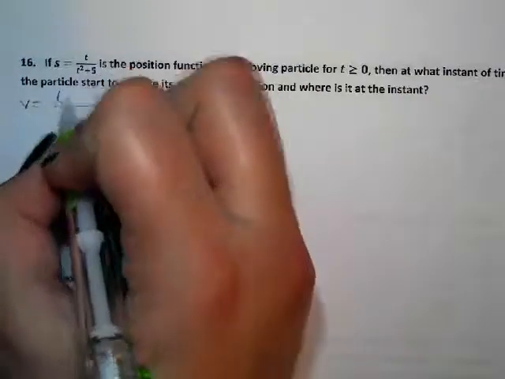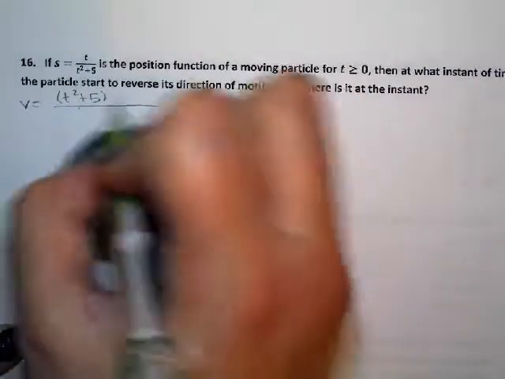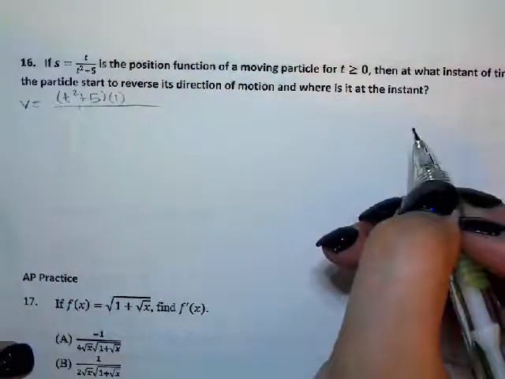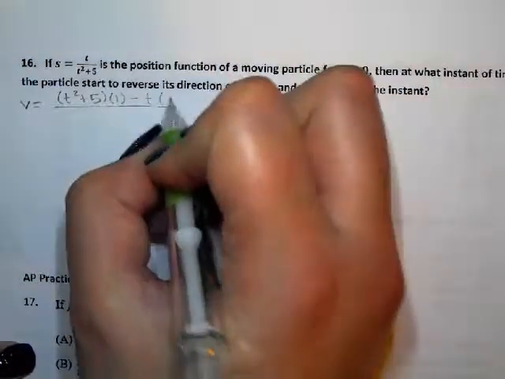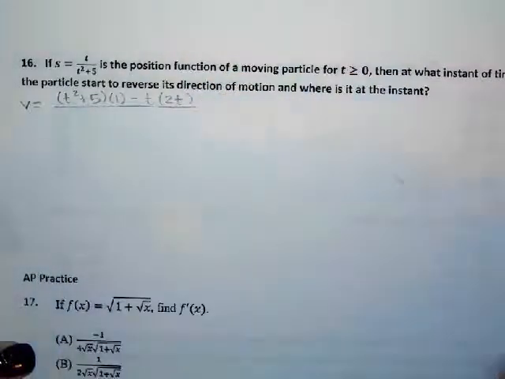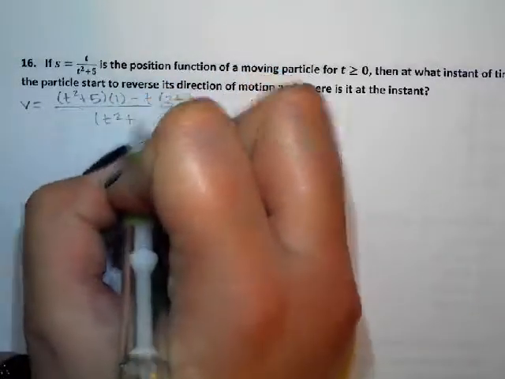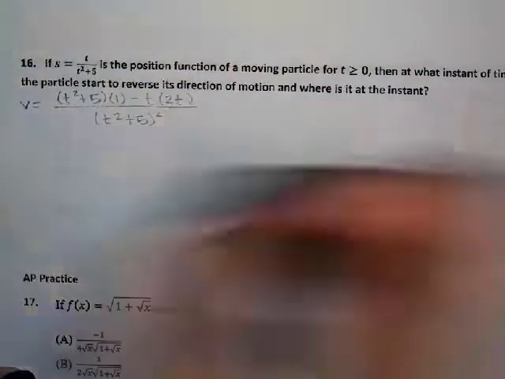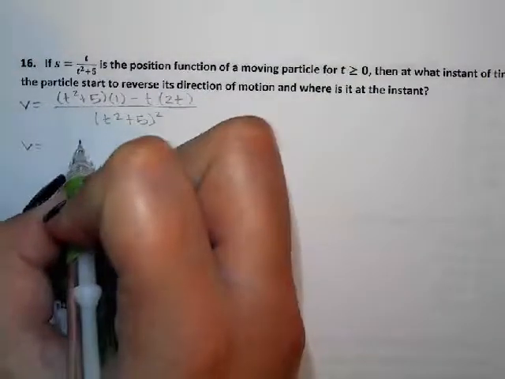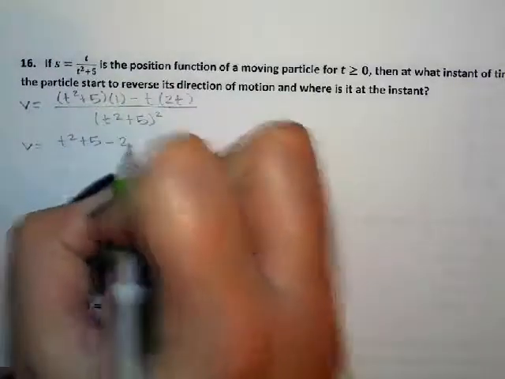Quotient rule? All right, so we got low, d high, minus high, d low, divided by low squared. So t squared plus 5 minus 2t squared.